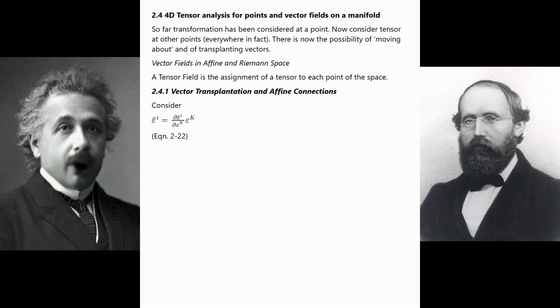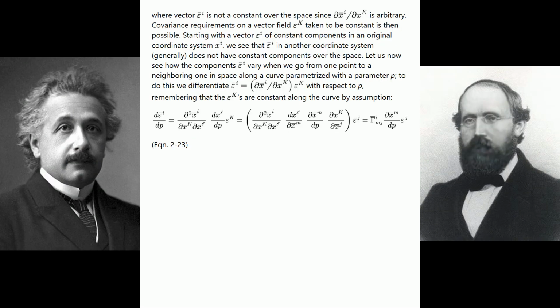Consider ε̄^i = (∂x̄^i/∂x^k) ε^k, where the vector ε̄^i is not a constant over the space, since ∂x̄^i/∂x^k is arbitrary. Covariance requirements on a vector field ε^k taken to be constant is then possible.